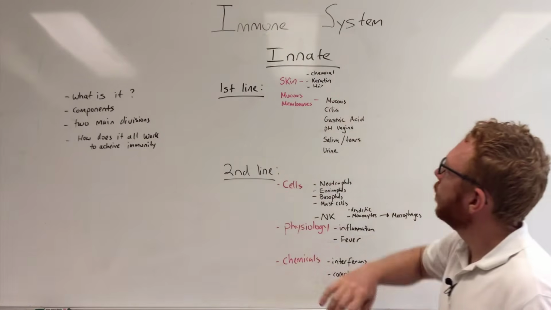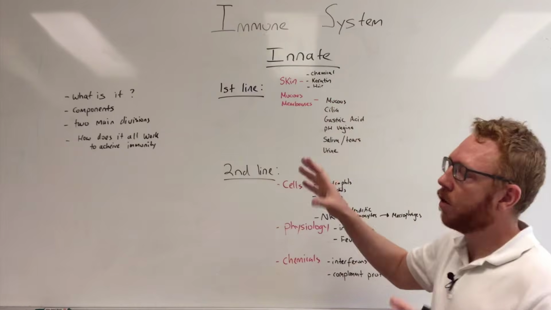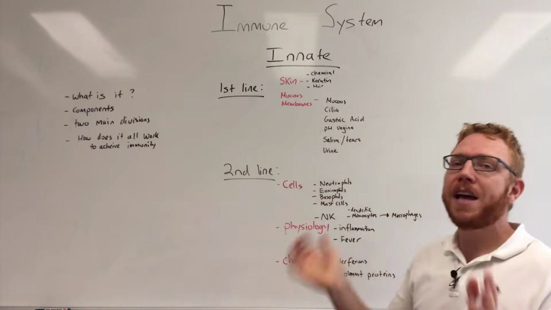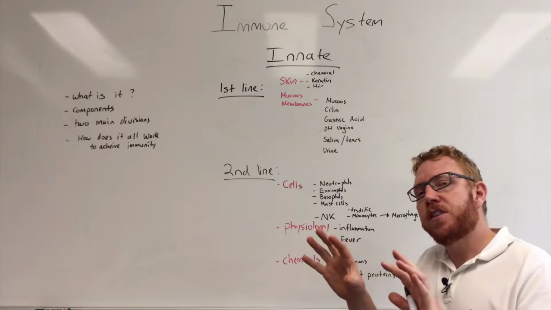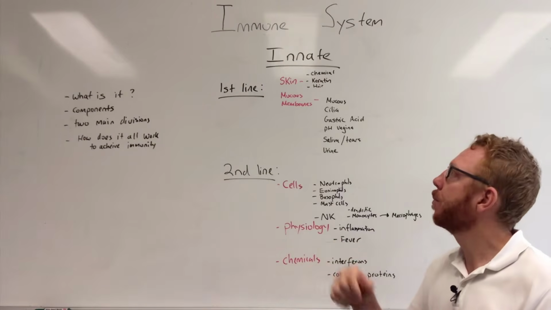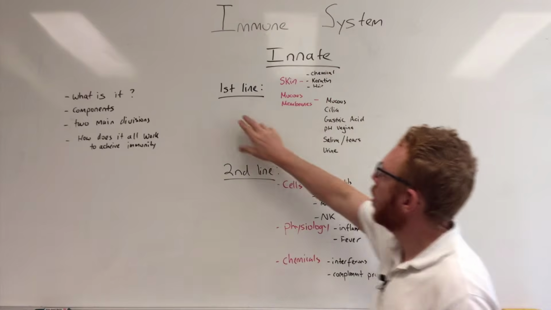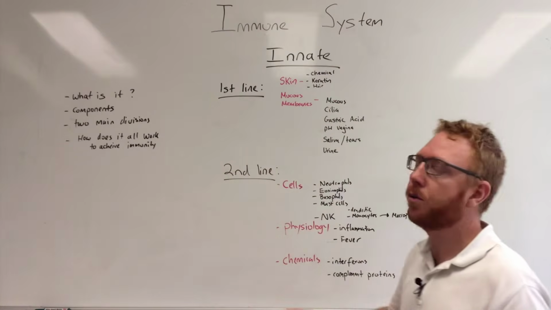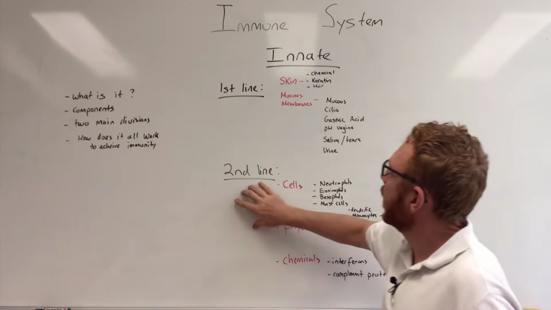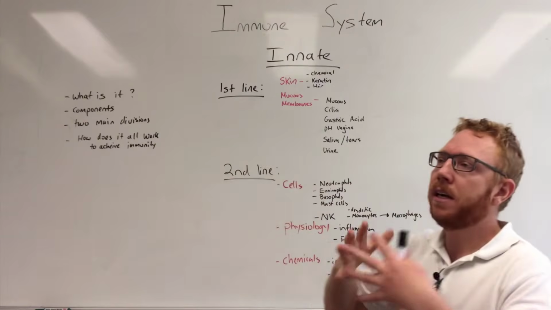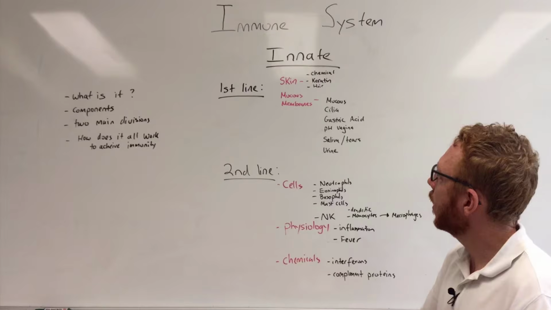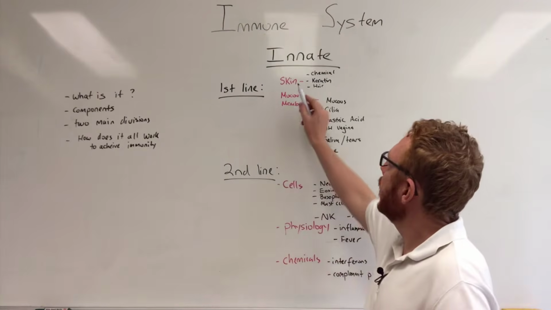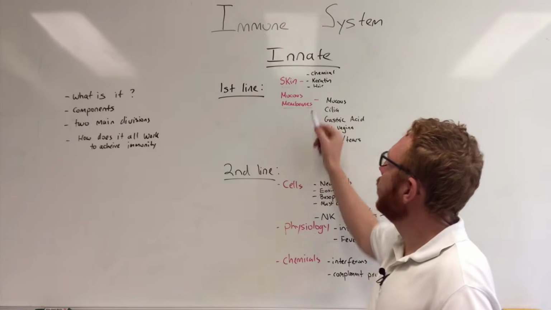Now, with the innate immune system, non-specific, it will react the same regardless of the type of microorganism. Let's just, for an example, focus on a bacteria. So the innate immune system has kind of two lines to it. The first line and the second line. So this is essentially preventing the bacteria from invading and getting inside you, okay? The two parts to it are skin and the mucous membrane.